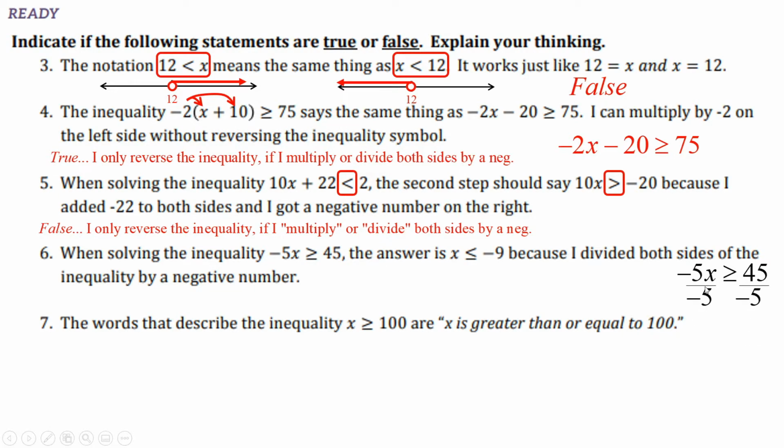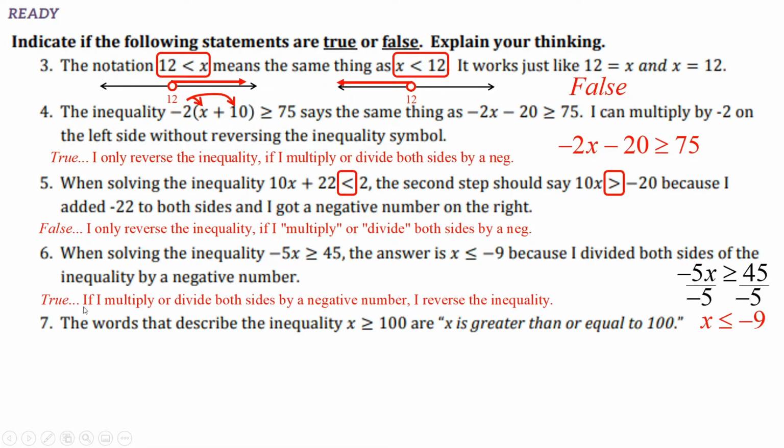And when you divide both sides of an inequality by a negative number, you have to reverse the orientation of your inequality symbol. So this greater than or equal to becomes a less than or equal to. And on the left, the negative 5's cancel, leaving x. And a positive over a negative is negative, and 5 goes into 45 9 times. So that's a negative 9. So x is less than or equal to negative 9. We agree with that. That's a true statement.